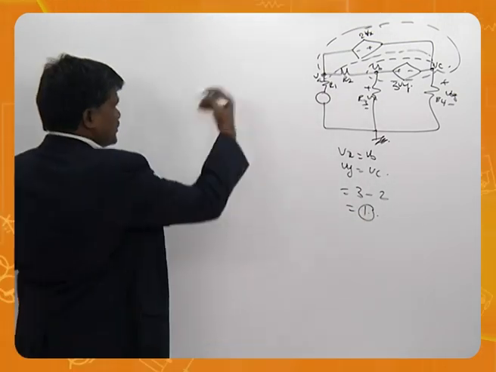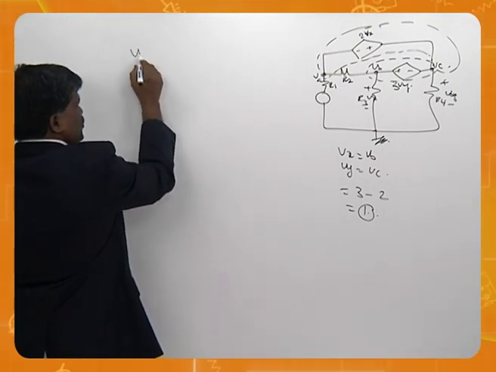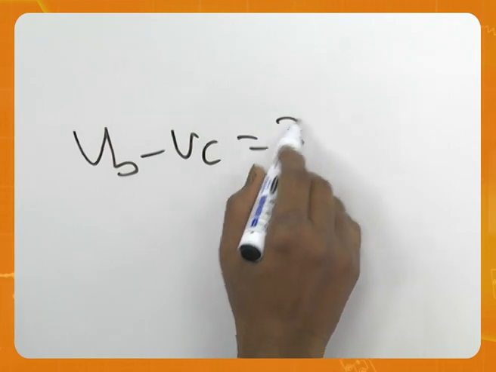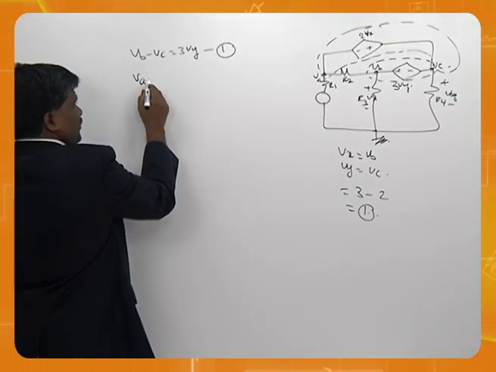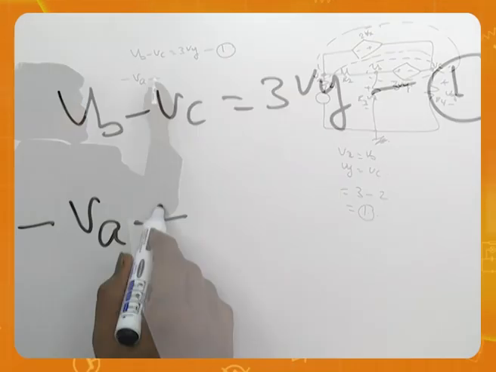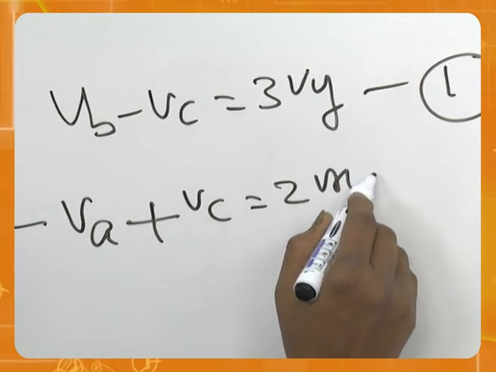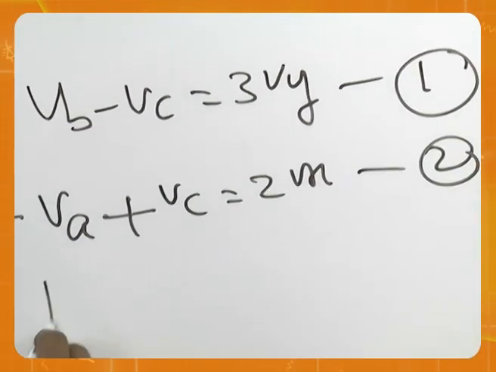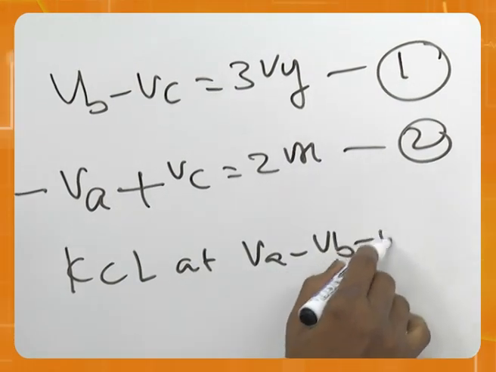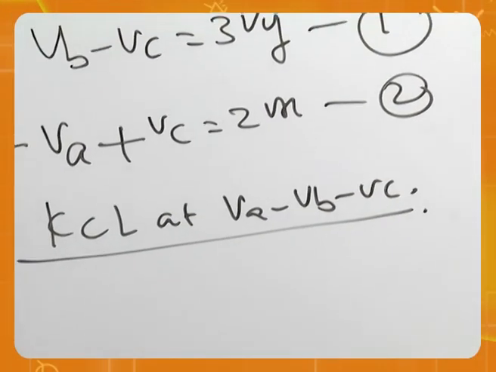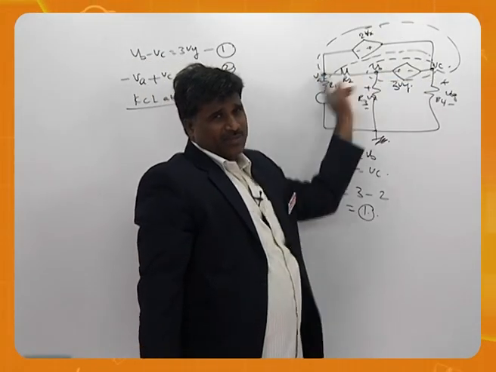Are you ready? So for example, let's see what's happening here. The first one is VB minus VC is 3Vy. Then VC minus VA is equal to 2Vx. Then one equation, KCL at VA, VB, VC, all three. Why all three? These two are connected, these two are connected. That means all three are connected.